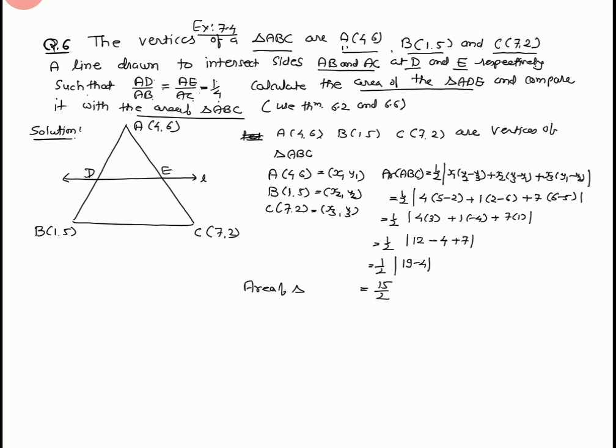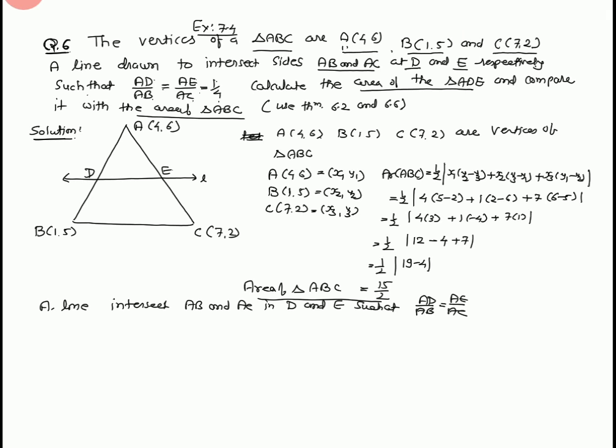Area of triangle ABC equal to this answer. Now given that a line intersects AB and AC in D and E such that AD/AB equal to AE/AC.